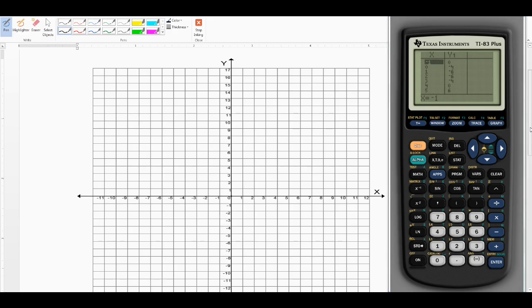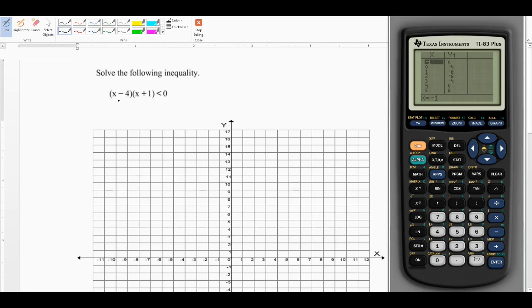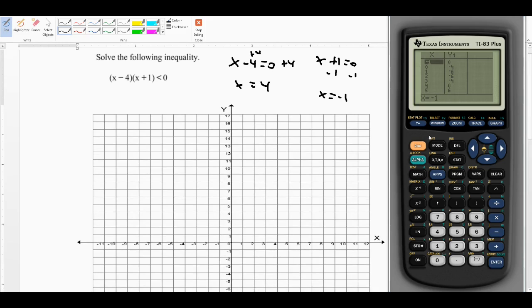The reason we already knew that is because if we were to set x minus 4 equal to 0 and solve by adding 4 to both sides, we would get x equals 4. That's why we have the 4 there. Same thing for the x plus 1. You set that equal to 0, subtract 1, and you get x equals -1. That's all I really need to know: -1, 0.